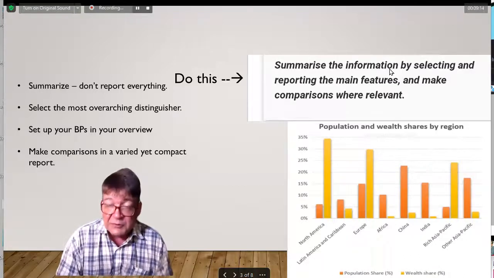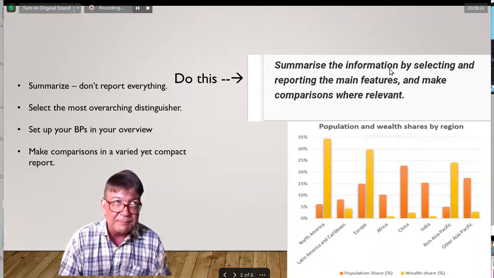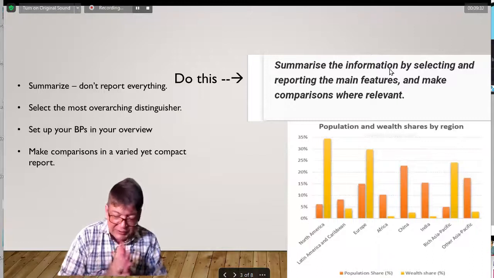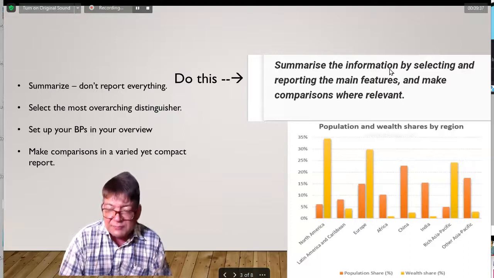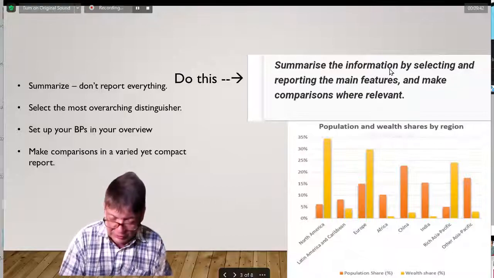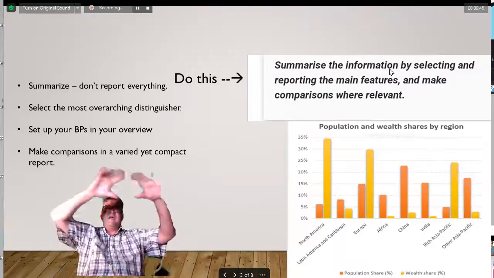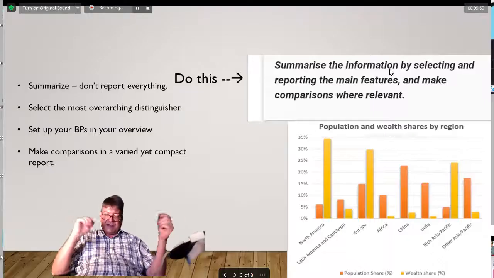Well, there are 4 things I want to point out. First of all, do what it says in the instructions. Summarize, select, report, and make comparisons. Summarize means don't report everything. Select is, well, what? Here's a new term. I've never used this before in a feedback. What is the most overarching distinguisher? Overarching means above everything. A distinguisher is something that makes things different.